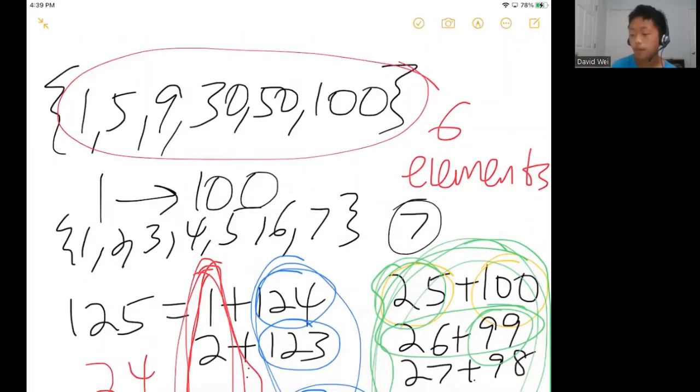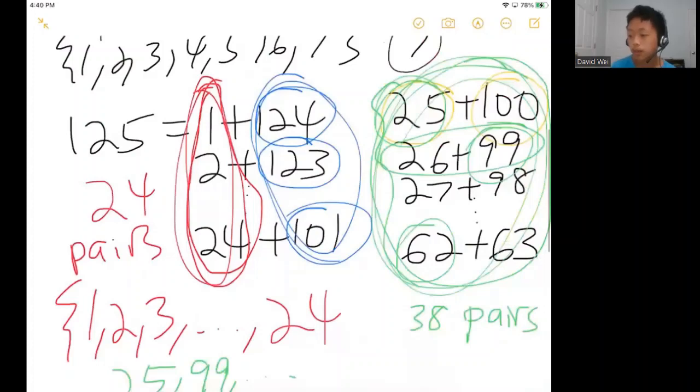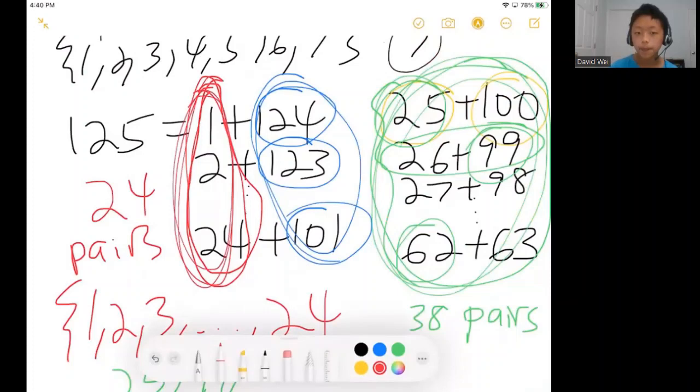So just to summarize this question, we saw 125, and we wrote it as the sum of 2 numbers. We could write it as 1 plus 124, 2 plus 123, and so on until 24 plus 101. Notice that the numbers encircled in red on the left side, we can just automatically put those in the set. The numbers from 1 through 24 can go in the set for free, because the numbers that they pair with, 124 all the way to 101, are not in the range from 1 to 100. So we don't have to worry about that.